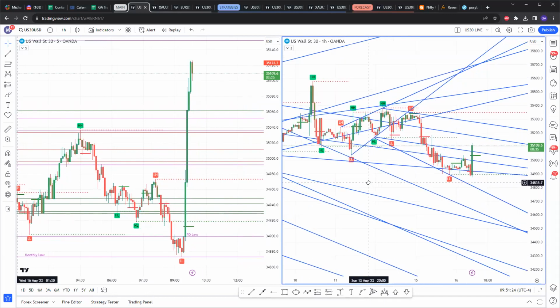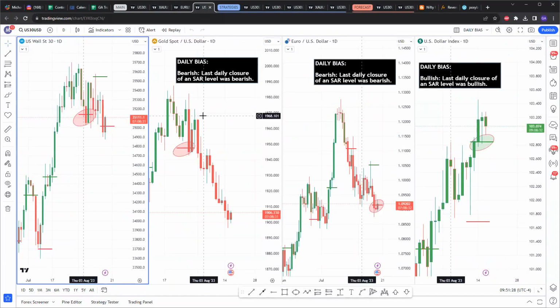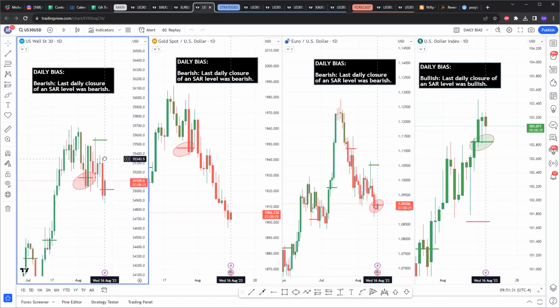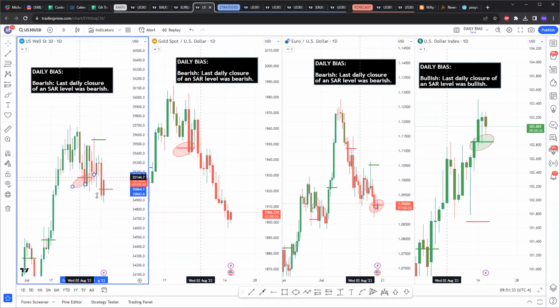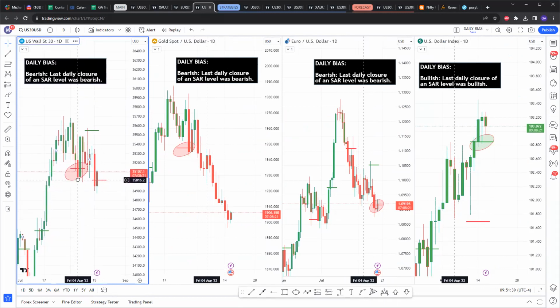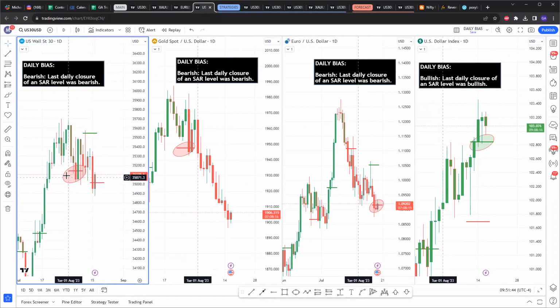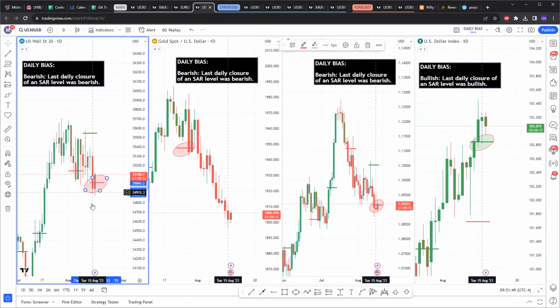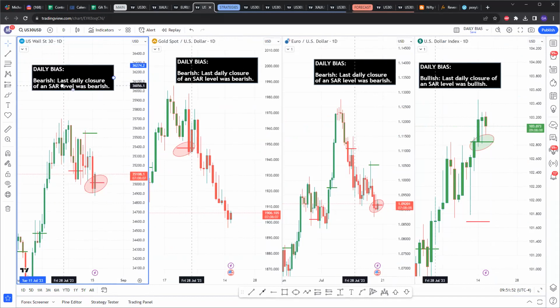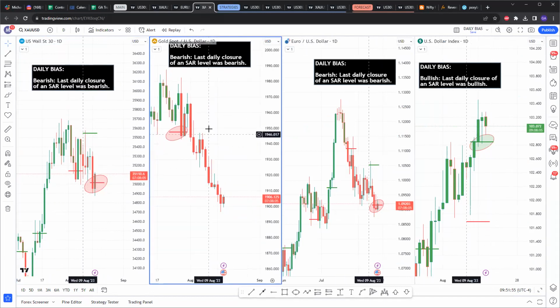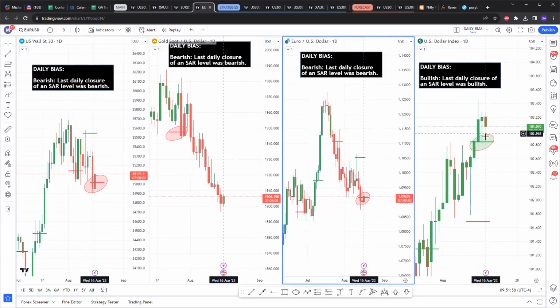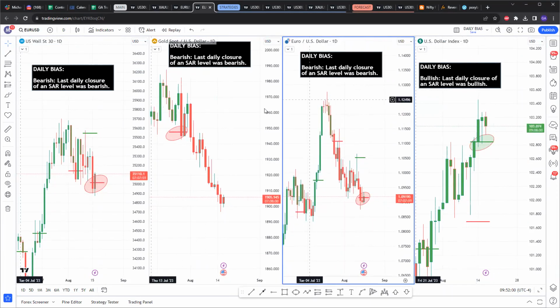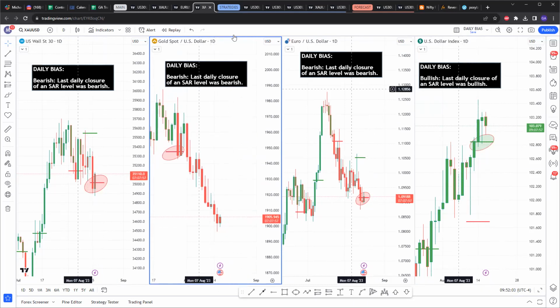So going over what we currently have right now, looking at the daily bias. My daily bias for US 30 is bearish. It's bearish because the last closure below a daily SAR was bearish. Gold, I'm still bearish on it. EU, I'm still bearish. And you can see the DXY, which is the dollar index, is bullish.